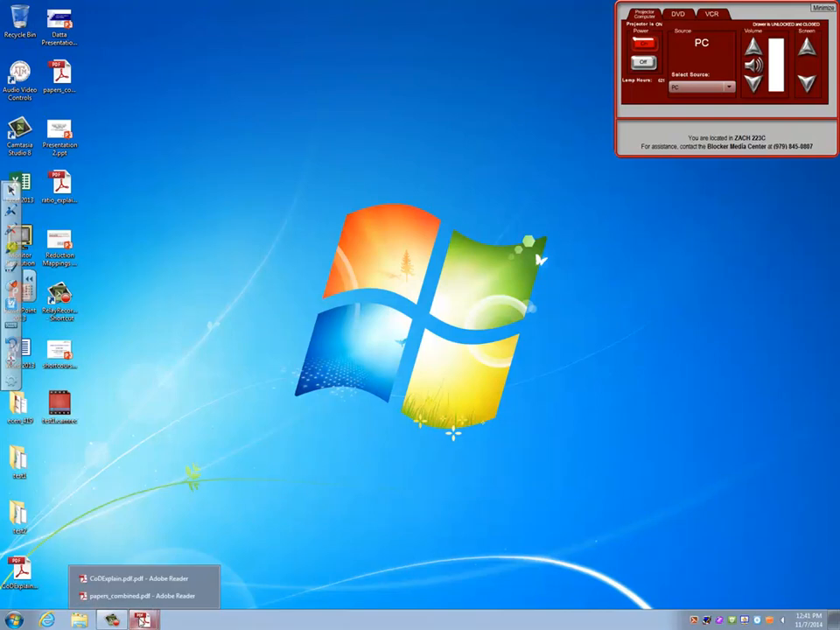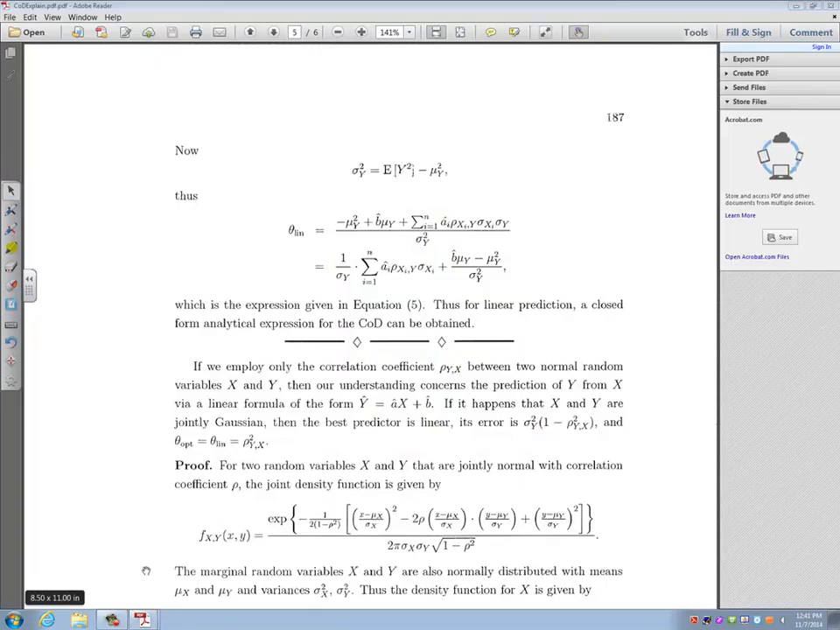I was on the last page of this COD explanatory handout, or explanatory material. I was on this page, right? And we had gone ahead and derived this analytical expression for the COD in the case where you're doing linear prediction of one random variable using the other one, right?